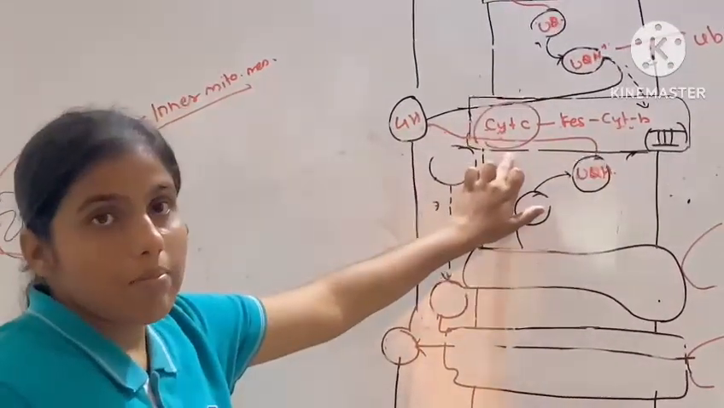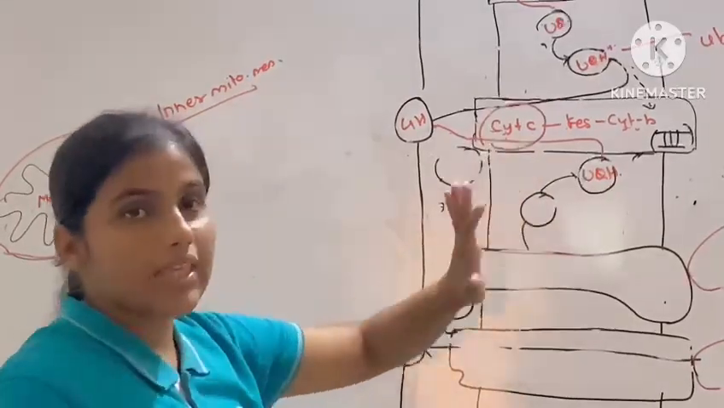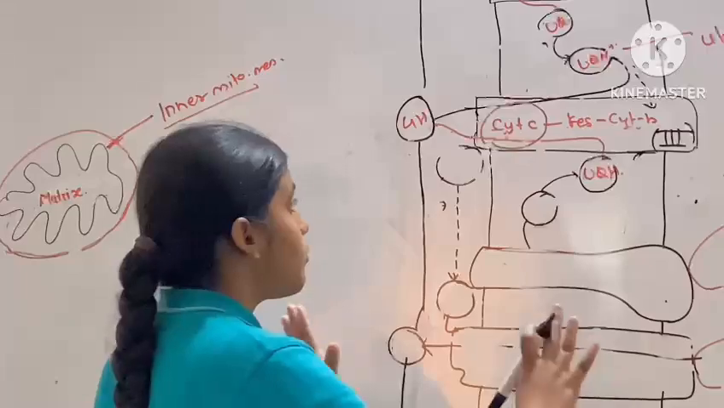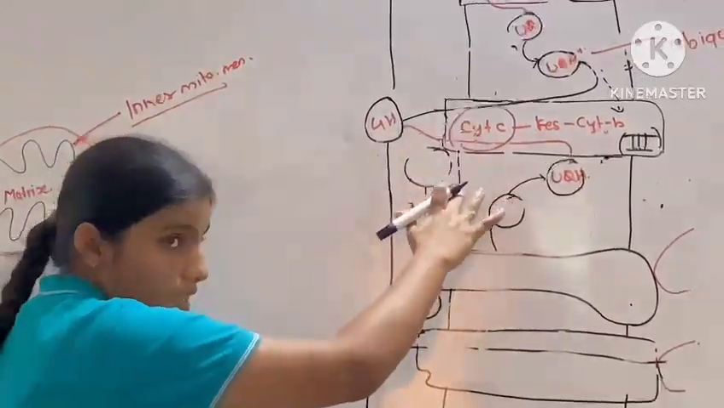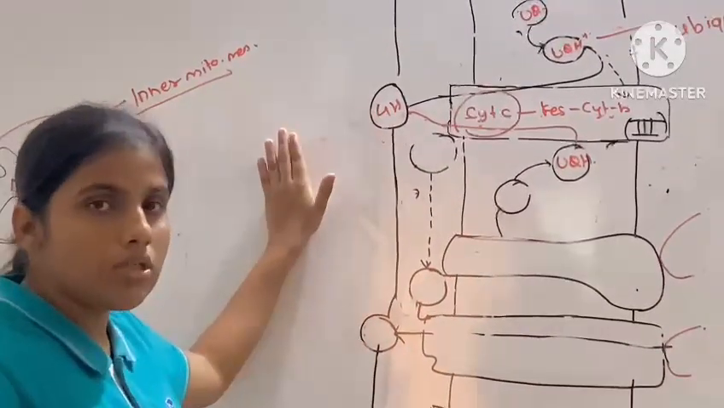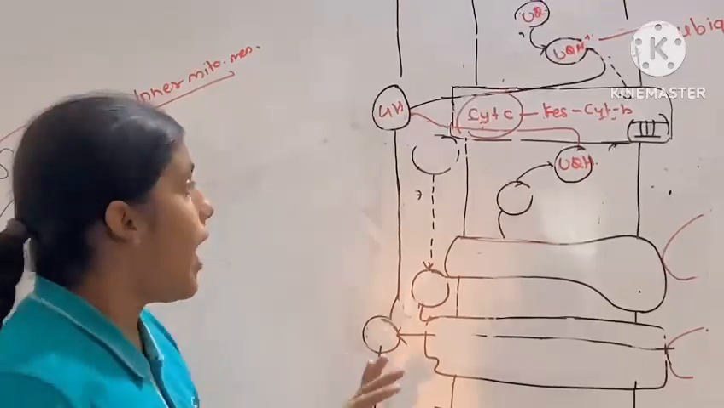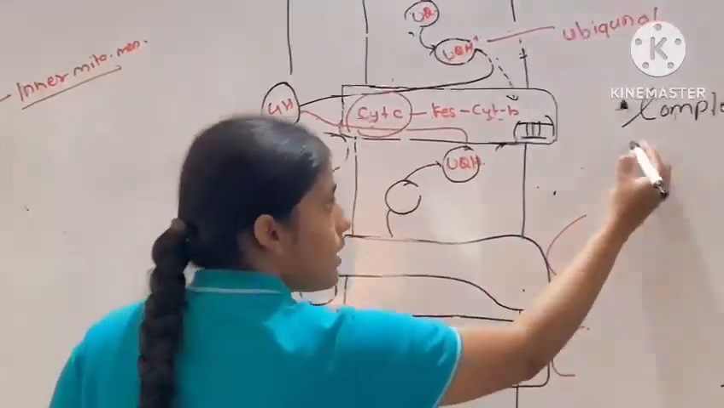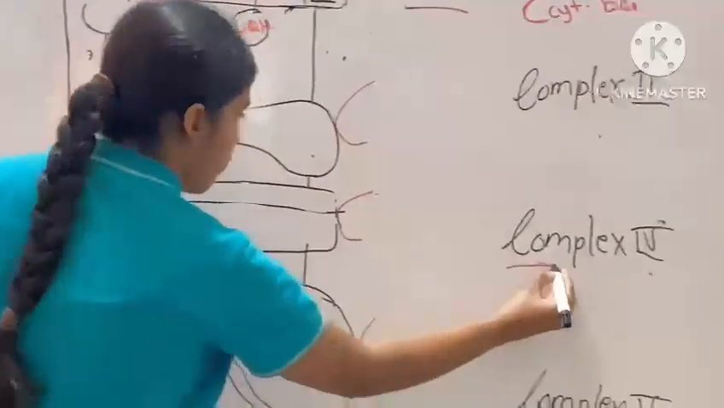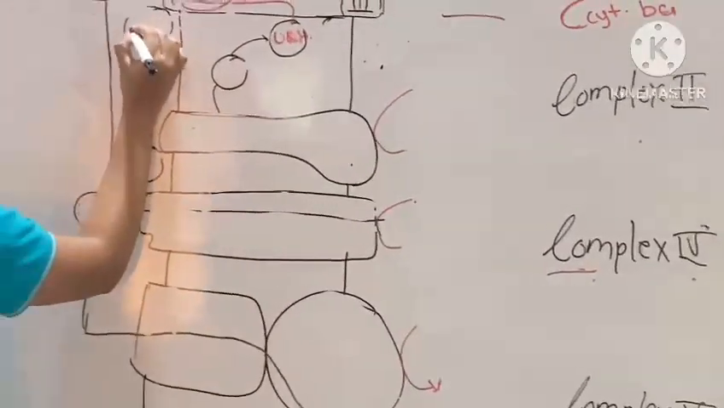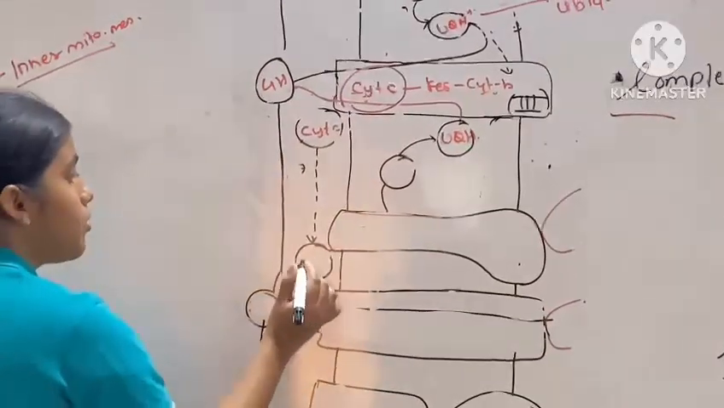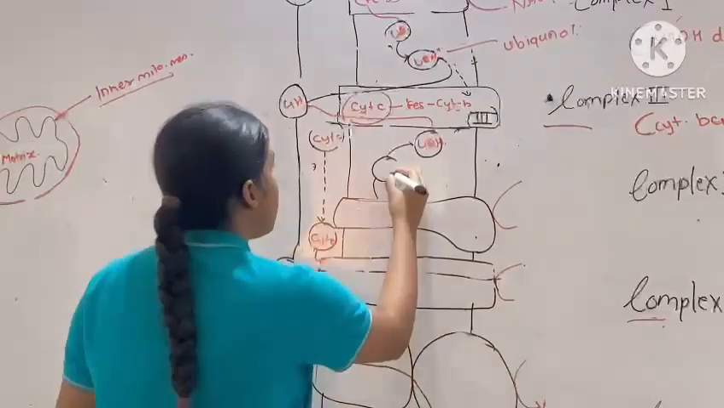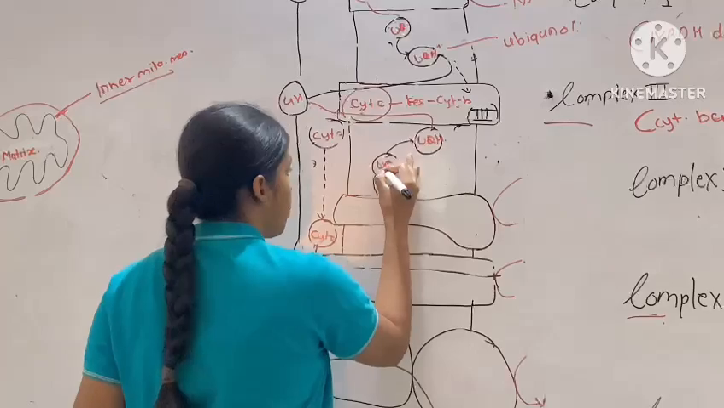Cytochrome C plays the main role of carrying electrons to the above complexes. Cytochrome C is located on the outer surface of the inner membrane, and cytochrome C is a mobile carrier between complex number 3 and complex number 4. So it will be here, cytochrome C. After that, here we have ubiquinone.